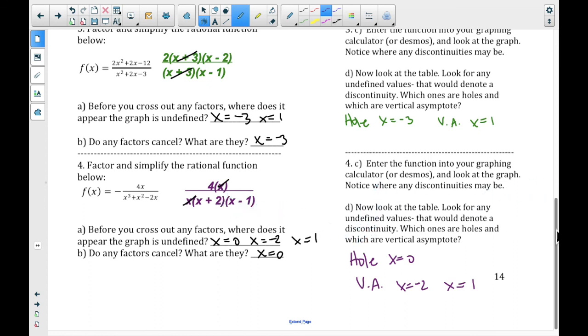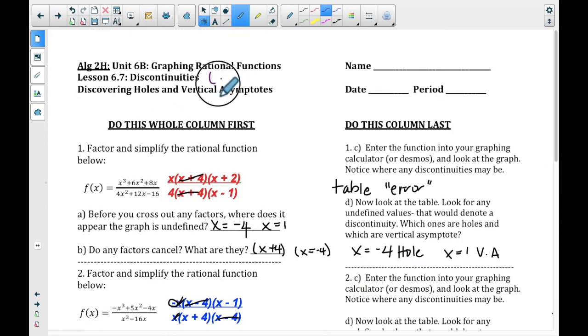So the main thing that you need to take away from this is, let's go to the top. Discontinuities, they always come from the denominator, where the denominator cannot be equal to 0. So whatever would make it equal to 0 would create a discontinuity. Holes are what cancel out, and asymptotes are what remain. And that's how we find holes and vertical asymptotes on rational functions.